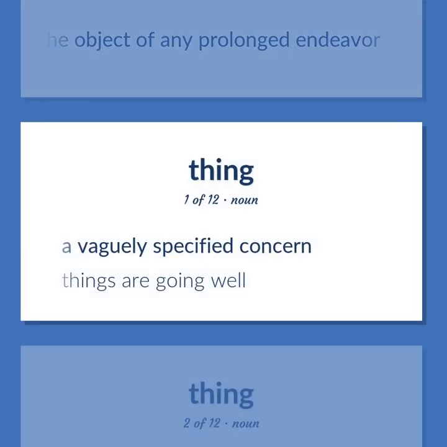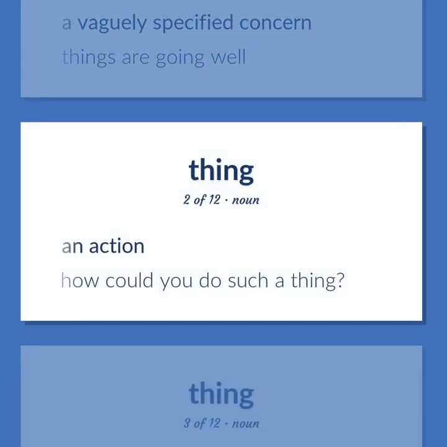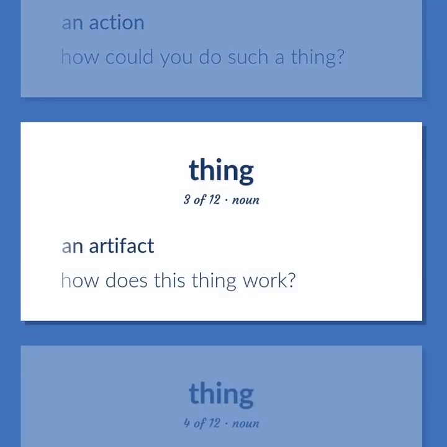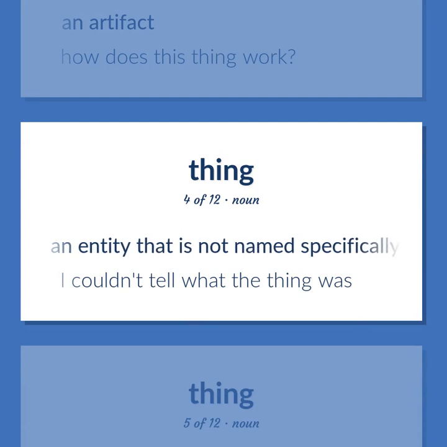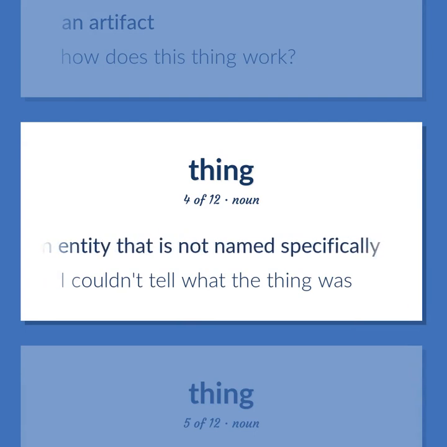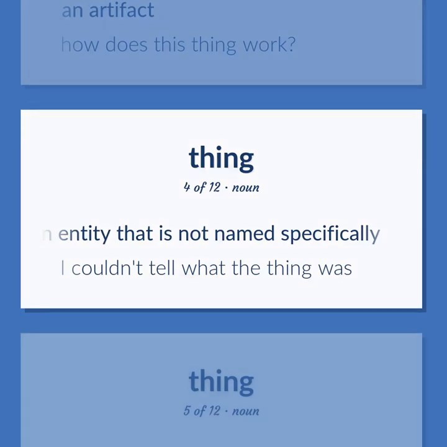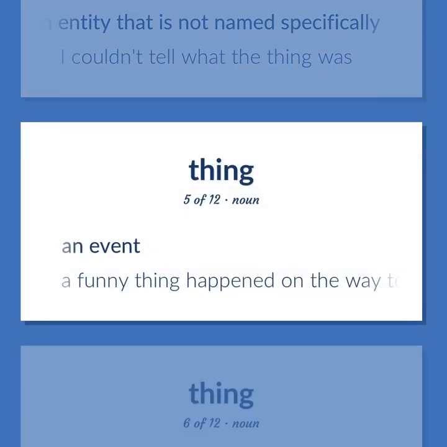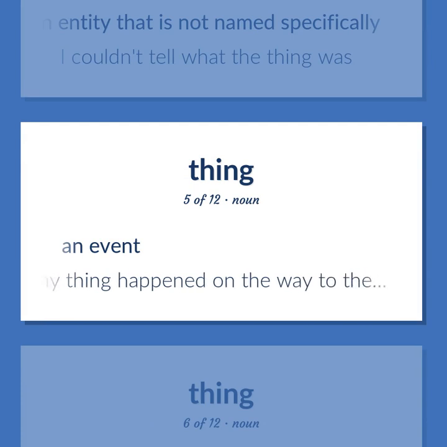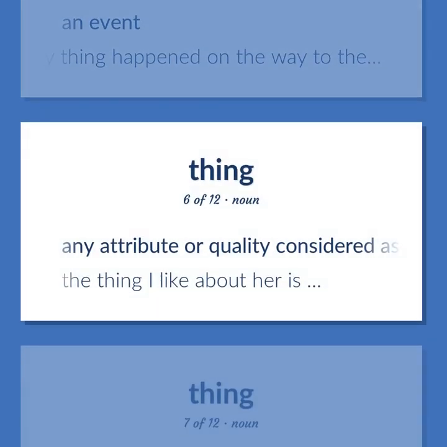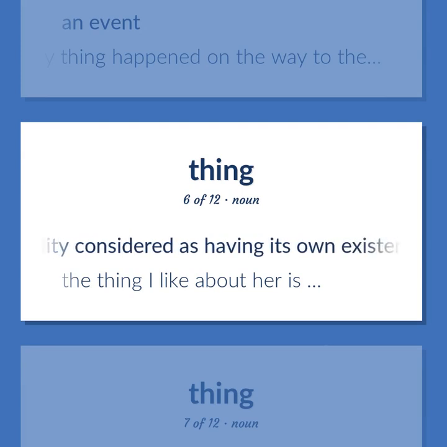A vaguely specified concern. Things are going well. An action. How could you do such a thing? An artifact. How does this thing work? An entity that is not named specifically. I couldn't tell what the thing was. An event. A funny thing happened on the way to the. Any attribute or quality considered as having its own existence. The thing I like about her is.